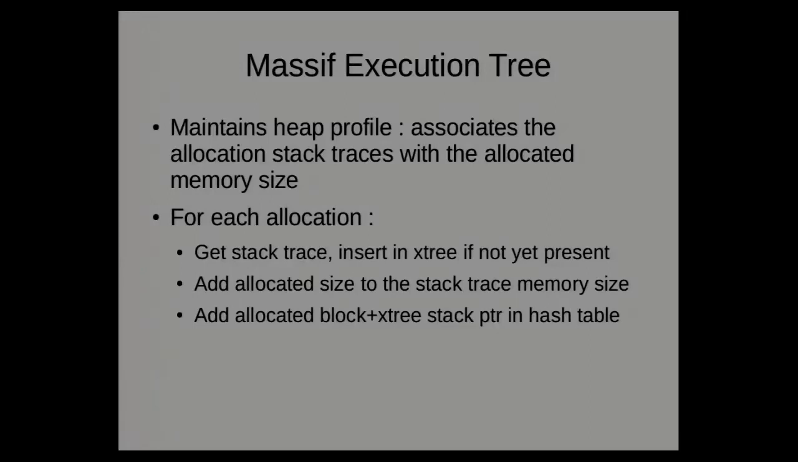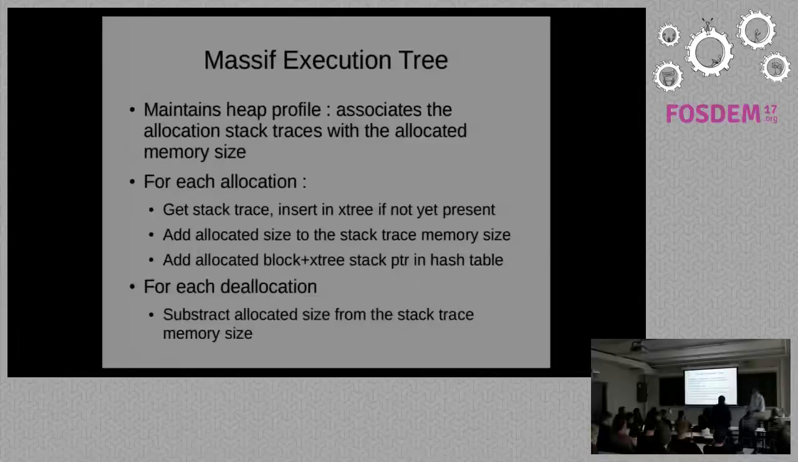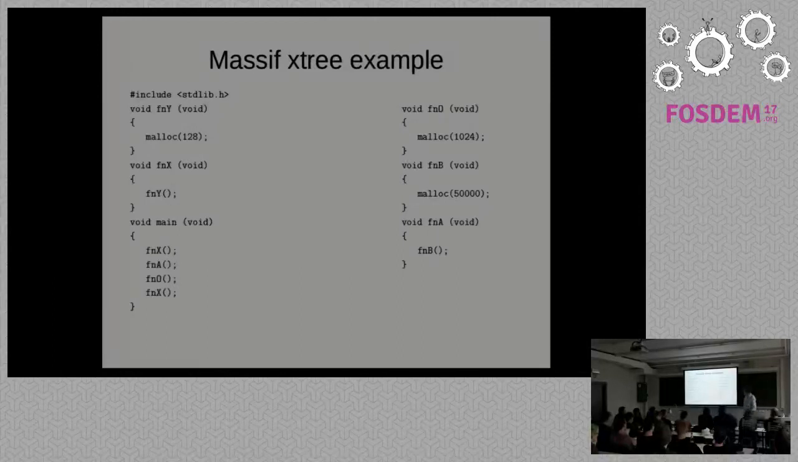So on malloc, we do this, so that when we do the free operation, we can retrieve the stack trace that allocated the memory, so that we can decrease the currently allocated bytes of the stack trace. So for each freed allocation size, using this hash table, we subtract the allocated size that has just been released from the stack trace memory size. So this basically explains the massif algorithm in the way it is currently done.